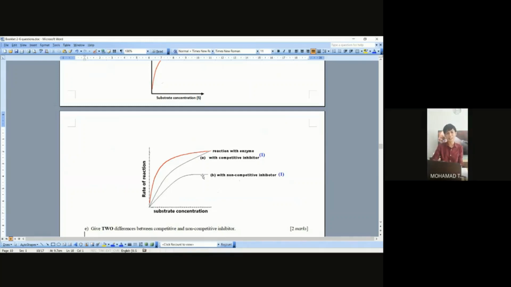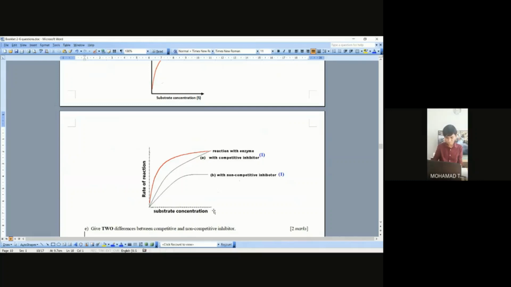So we know that because they do not compete for the same active site, no matter how much substrate you add, as long as the non-competitive inhibitor is there, your substrate cannot bind to the active site, and the reaction will not occur. So that's why for the non-competitive inhibitor, the rate of reaction will not achieve the same maximum as the rate of reaction without inhibitor, no matter how much substrate you add.